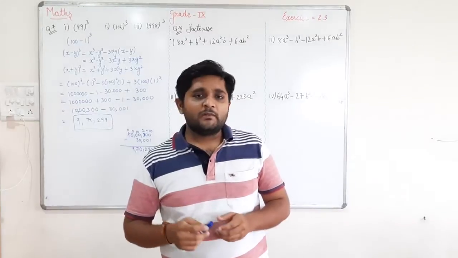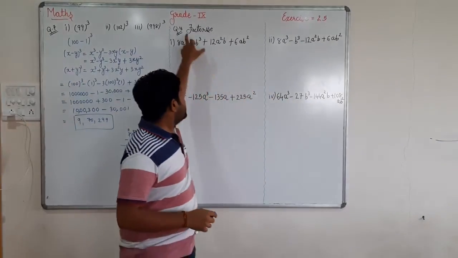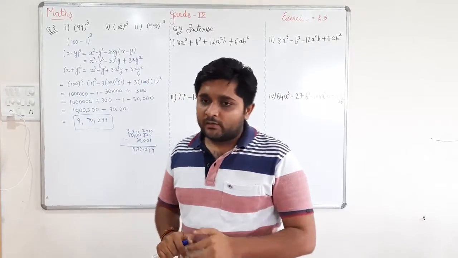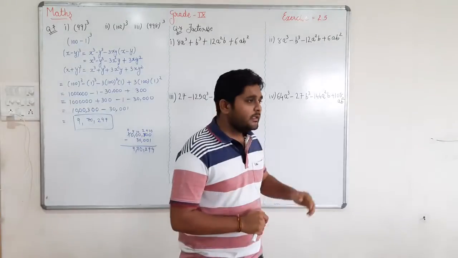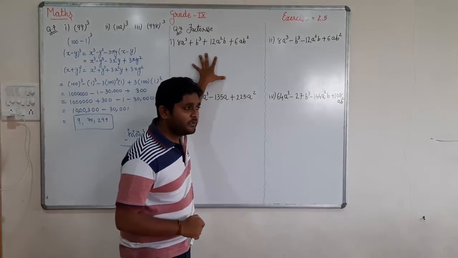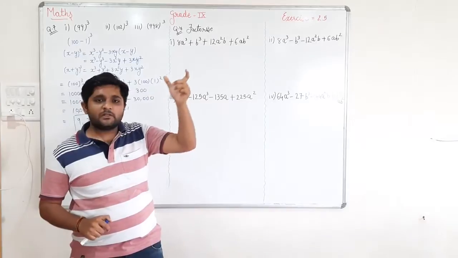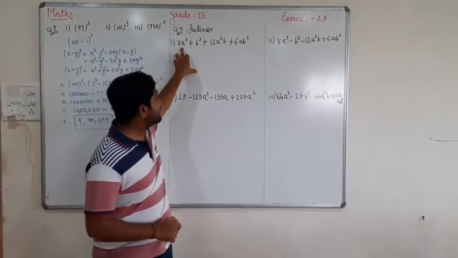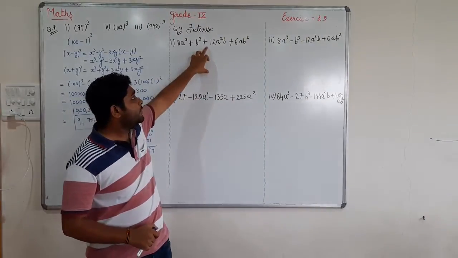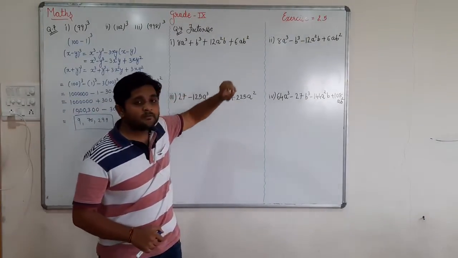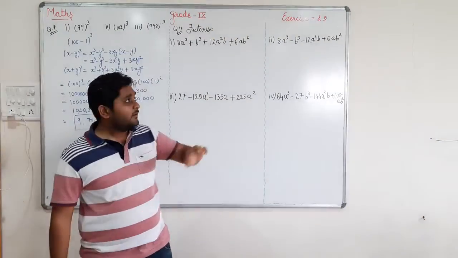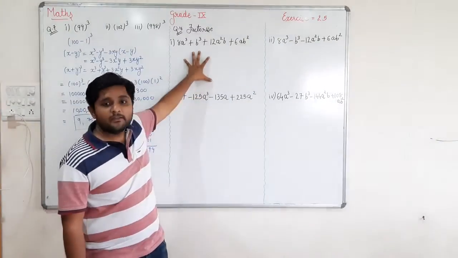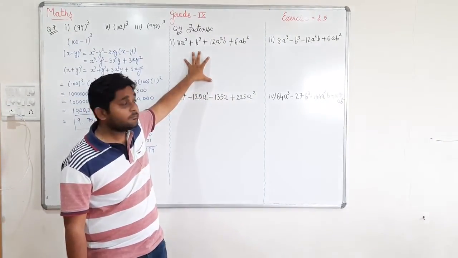Now let me start question number 8. In question number 8, the instruction is to factorize. In factorizing, we have to use the same identity. First of all, what we have to do is just observe the question, observe the sum. The question given is 8a cube plus b cube plus 12a square b plus 6ab square. So you can say that this is already in expanded form.